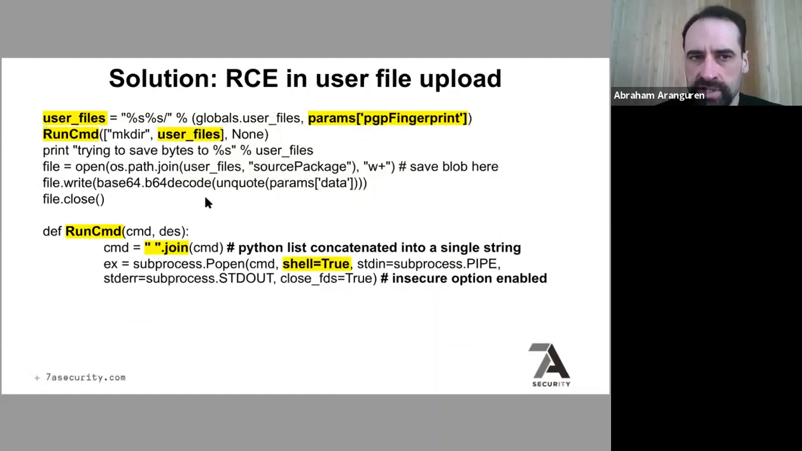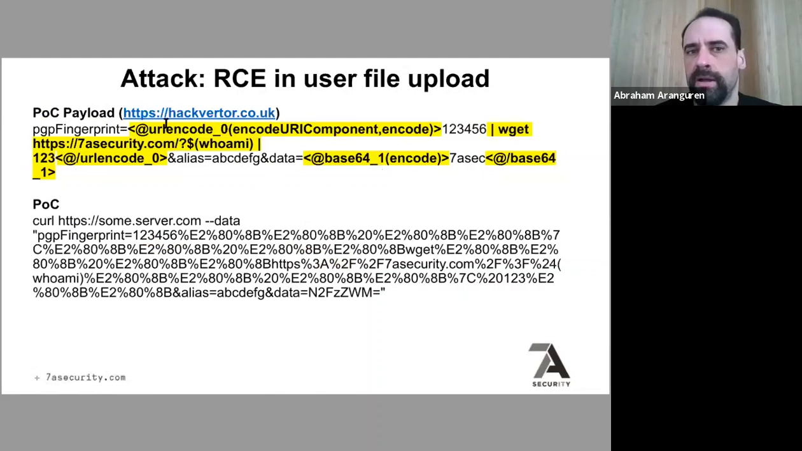So this is another interesting vulnerability in Python. So this was retrieving the PGP fingerprint from the URL parameters, and then it's trying to run a command. It's concatenating the command into a single string, which is already bad. And then also bad is that it was using the shell equals true parameter in subprocess Popen in Python, which you have a lot of warnings about in the Python documentation. And this results in code execution. So using again Hackvertor, we can do URL encode and so on of the payload.